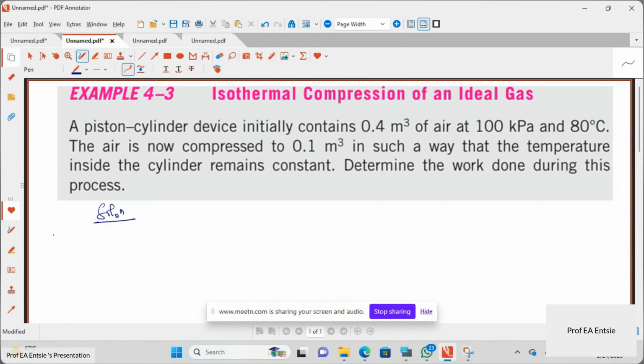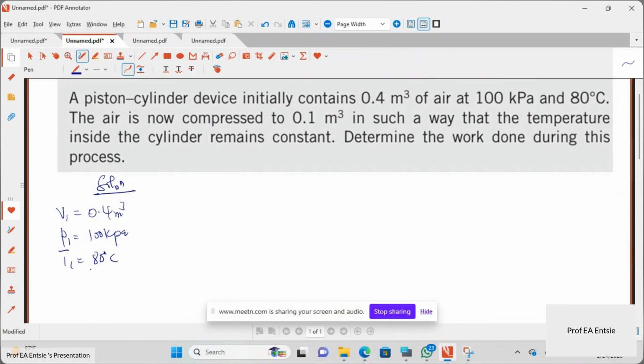So a piston cylinder device initially contains 0.4 meters cube. So that is initial volume V1, at 100 kilopascal, so initial pressure, and 80 degrees Celsius initial temperature. The air is compressed to 0.1 meters cube. That is the final volume, in such a way that the temperature inside the cylinder remains constant. So this is where the clue is.